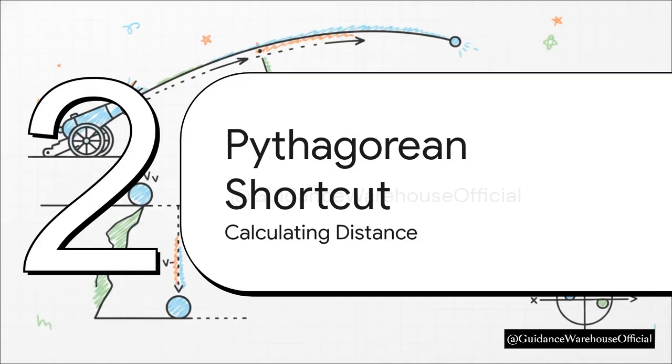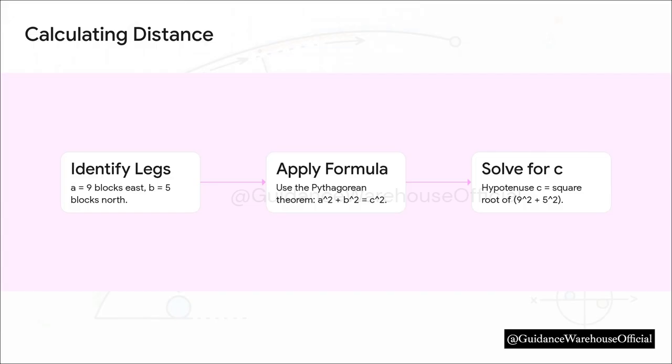Section 2. The Pythagorean shortcut. Let's transition from the city grid to the actual formula we use to solve it. Let's walk through this step by step, just like we're at a whiteboard. Since our east and north paths are perpendicular, they form a perfect right triangle. That means we can use the Pythagorean theorem. A squared plus b squared equals c squared. Step 1, we identify our legs. Leg A is our 9 blocks east. Leg B is our 5 blocks north. Step 2, we apply the formula. 9 squared plus 5 squared equals c squared, where c is that straight line helicopter hypotenuse. Step 3, we solve for c by taking the square root of 9 squared plus 5 squared.